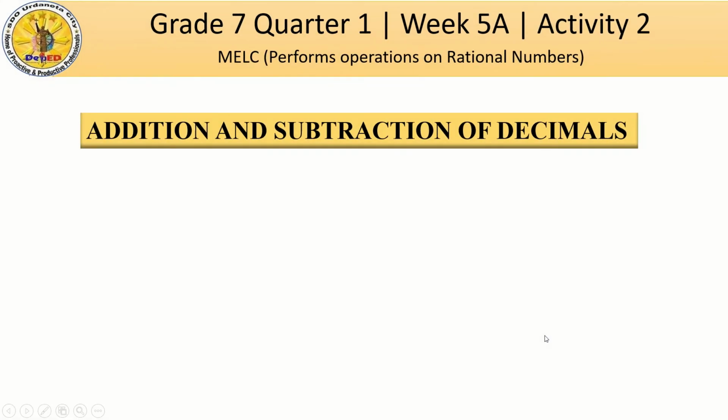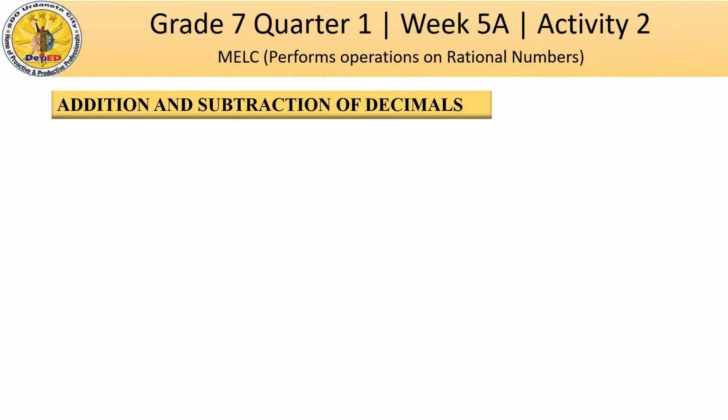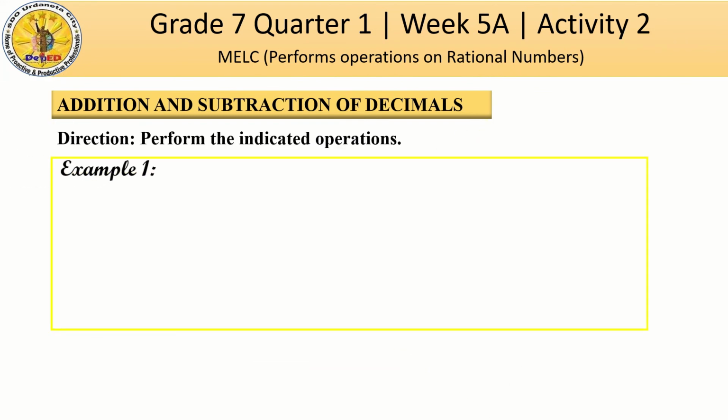So, let's proceed to Activity 2, Addition and Subtraction of Decimals. Here is the direction. Perform the indicated operations. Okay, example number 1 for Activity 2. We are now in decimals. So 1 and 6 hundredths plus 2 and 64 hundredths.